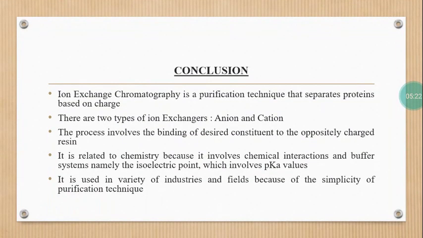Conclusion: ion exchange chromatography is a purification technique that separates proteins based on charge. There are two types of ion exchangers, anion and cation. The process involves the binding of the desired constituent to the oppositely charged resin. It is related to chemistry because it involves chemical interaction and buffer systems, namely the isoelectric point, which involves pK values. It is used in a variety of industries and fields because of the simplicity of the purification technique.